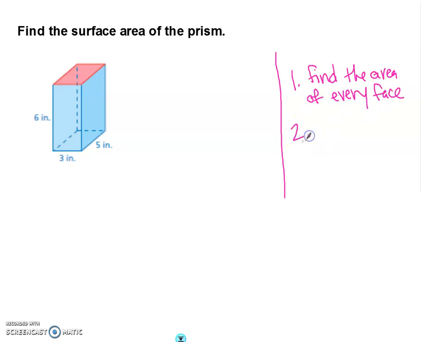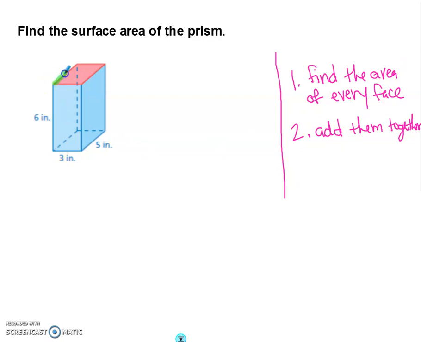After I find the area of every face, I'm going to add them together. Now I want to show you some of these faces on this rectangular prism are the same. So you only need to find the area one time and then you can add multiple faces together. So let's look at this first one.